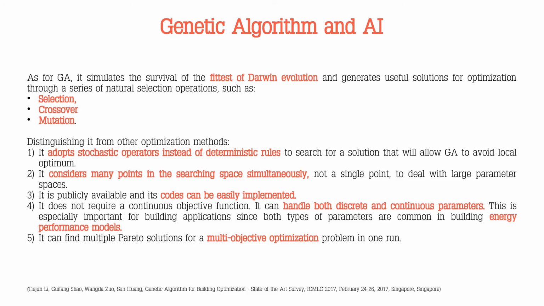In the space of your research, there are several searches, which means several operators, several processes, which appear simultaneously. Number 3, it is publicly available and its code can be easily implemented, which means basically open source. Number 4, it does not require a continuous objective function. It can handle both discrete and continuous parameters. This is especially important for building applications since both types of parameters are common in building energy performance models. Number 5, it can find multiple Pareto solutions for a multi-objective optimization problem in one run.